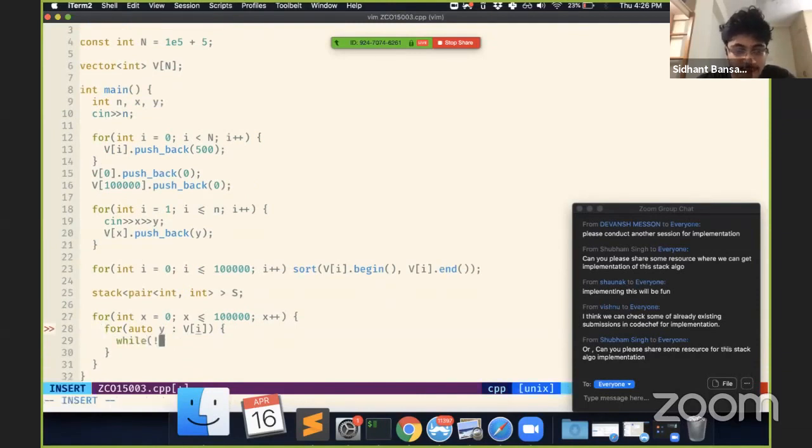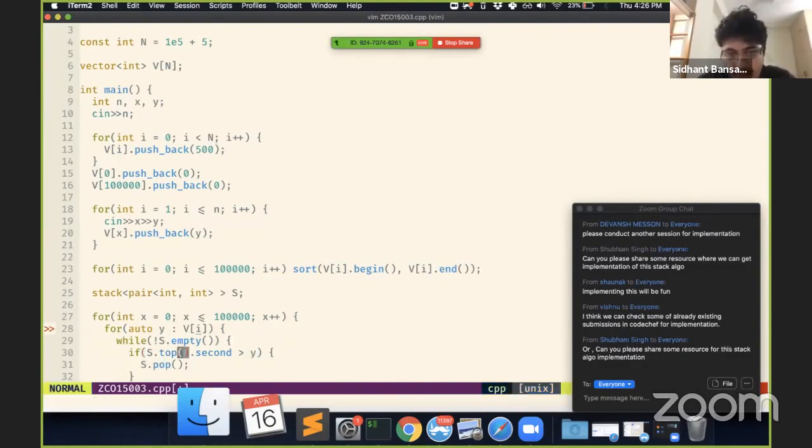So while S is not empty, if S dot top, okay, so S dot top is the stack's top guy. If the stack's top, okay, we want the invariant, right? The descending invariant. So if the stack's top dot second, because I'm comparing the Ys, is greater than my Y, then I say S dot pop.